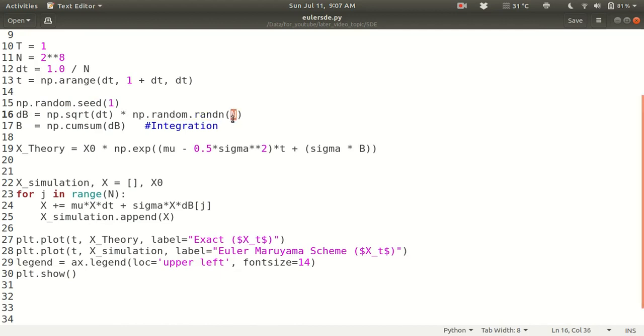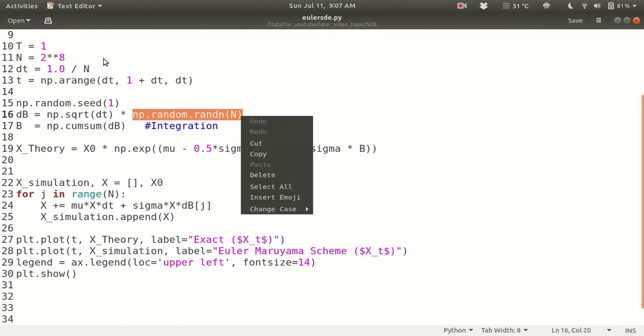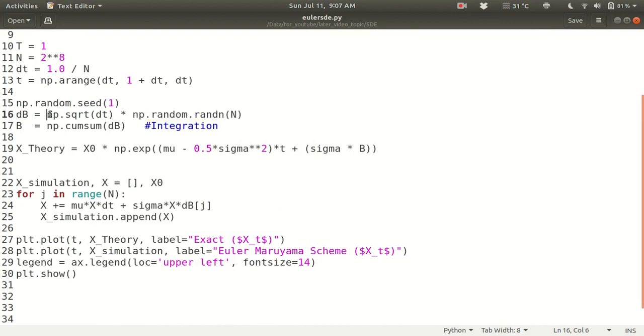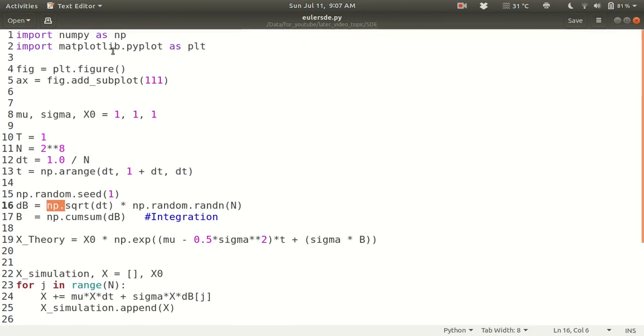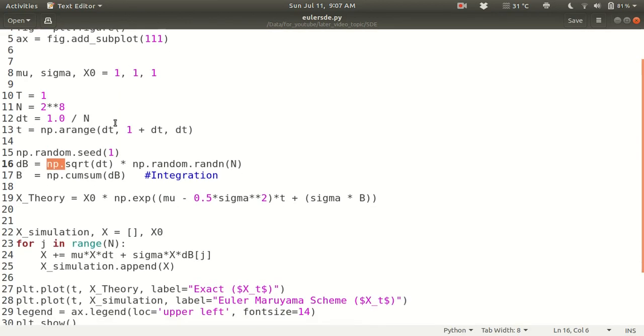So in this N basically means that I will generate Gaussian random numbers capital N times, which means 2 to the power 8 times. And this basically is multiplied with the square root of dt. So here in Python, because of this library that I have imported, the square root is there. So that's why np.sqrt of dt. Dt is the smallest time step, and this is how dB is calculated.